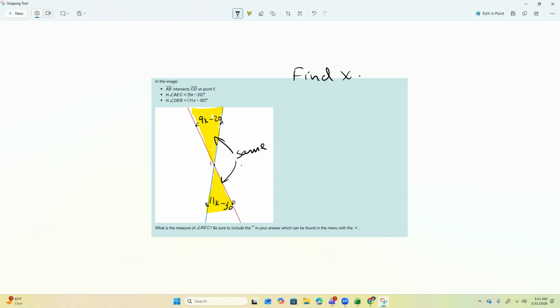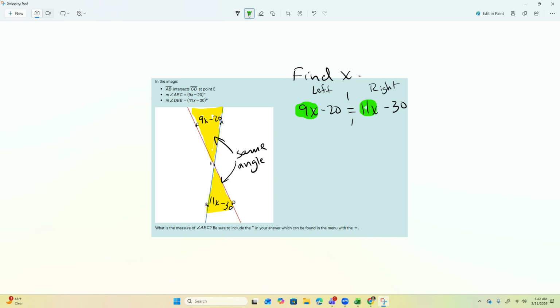So the two angles that I highlighted are equal, same angle. And because they're the same, that means 9x minus 20 is going to be equal to 11x minus 30. What I'm going to do next is solve this equation. Notice that we have the equal sign in the middle. On the left side we have the 9x, and on the right side we have the 11x.